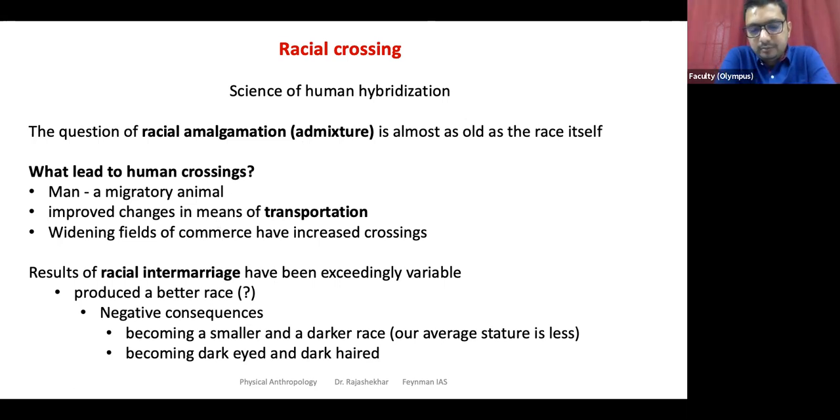In the past, we've also seen people traveling, and people traveled in the name of wars to acquire the new regions, to expand their kingdoms. So all those reasons, migration, transportation, better transportation for trade, for travel, etc. All these are the factors behind racial crossing.